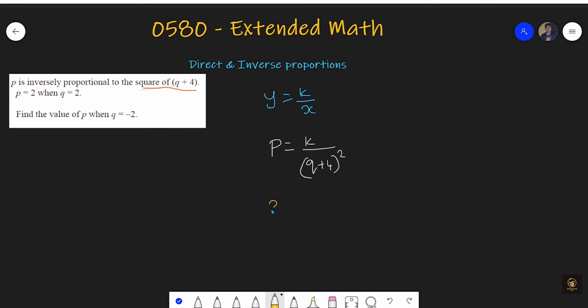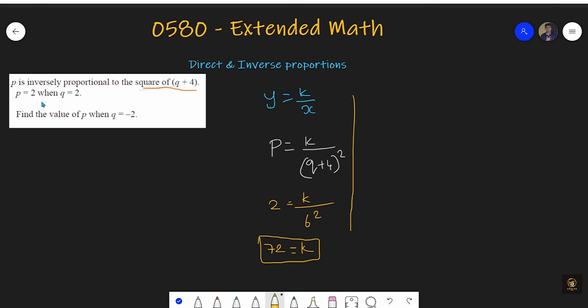So p is 2 here, that is equal to k divided by, q is 2, so 2 plus 4, it's going to be 6. 6 square, we will get. 6 square is 36, and when we move it to the left side, because we want to find the value of k, 36 into 2 is going to be 72. So we got the value of k, that is 72.